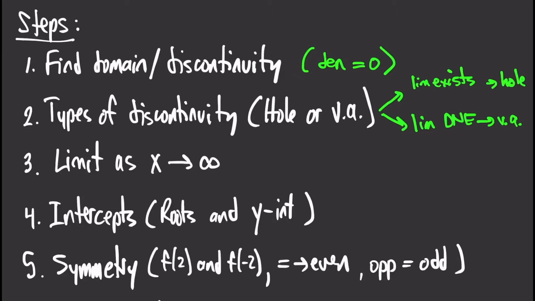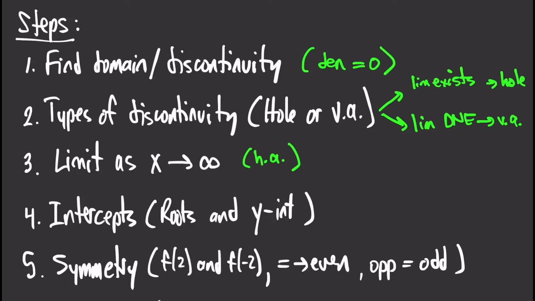Okay, so after we do that, we find the limit as x approaches infinity. Now what that's going to do is determine where we have any horizontal asymptotes. So in the last lesson, we found how to take the limit as x approaches infinity. It's pretty straightforward, doesn't take more than a few seconds. But what that limit tells us is if, and where I should say, we have a horizontal asymptote.